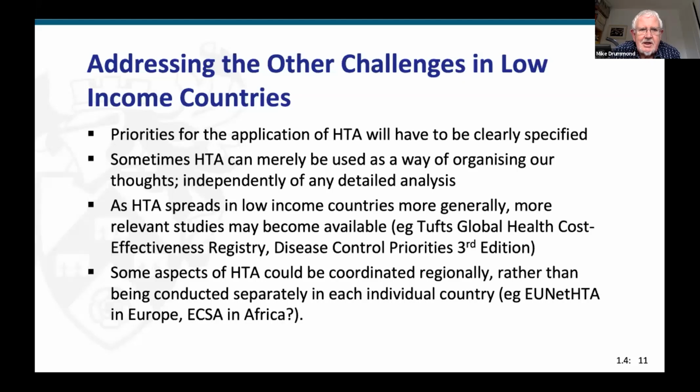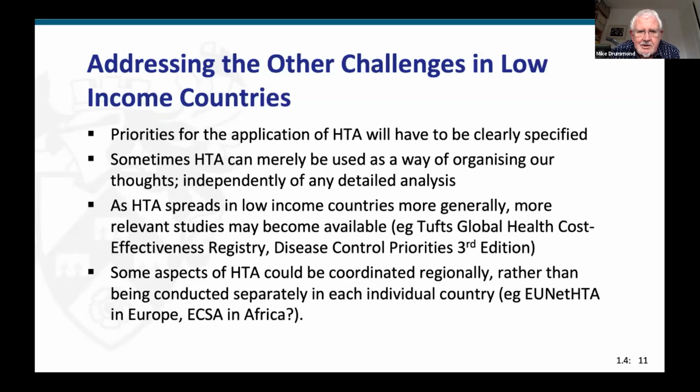Also, I think as HTA spreads in low-income countries more generally, more relevant studies may become available that could be adapted to local use. So Malawi or any other country wouldn't necessarily have to do all the studies themselves. It may be that they can build on the efforts of people in other similar countries. And there's already some registries of cost effectiveness studies that one can consult. They may not be directly applicable to the decision you're trying to make, but I think they could be helpful.